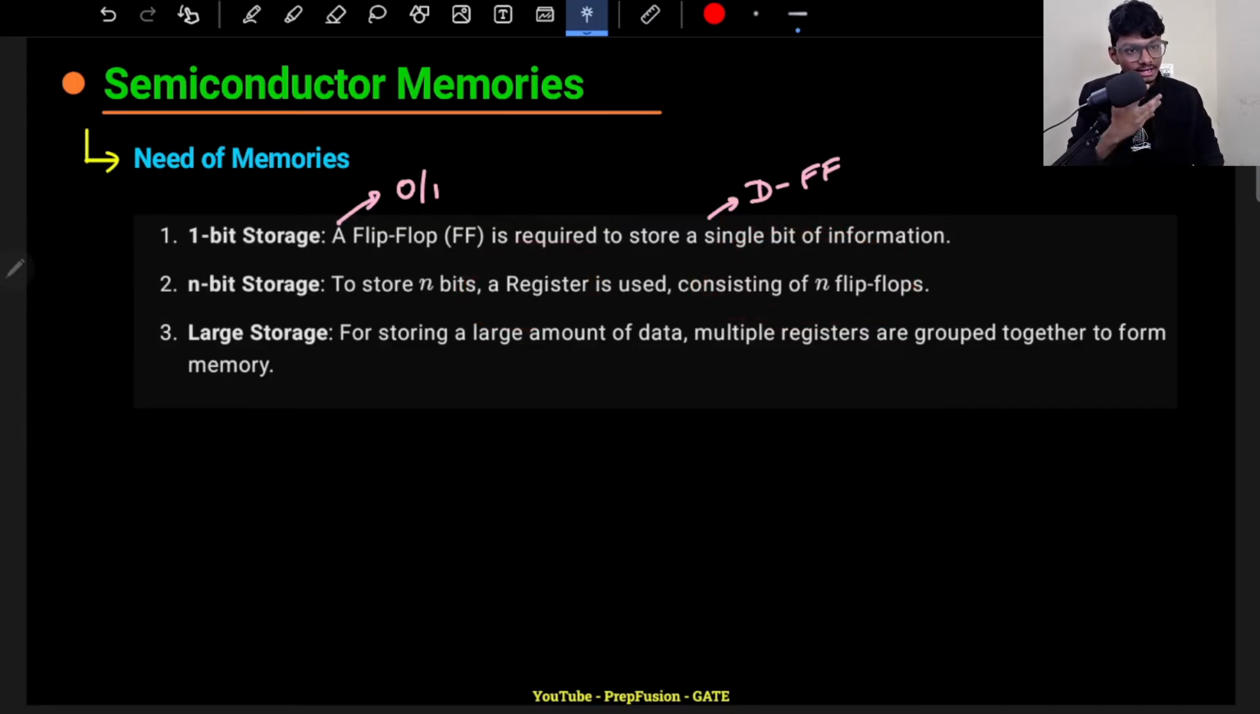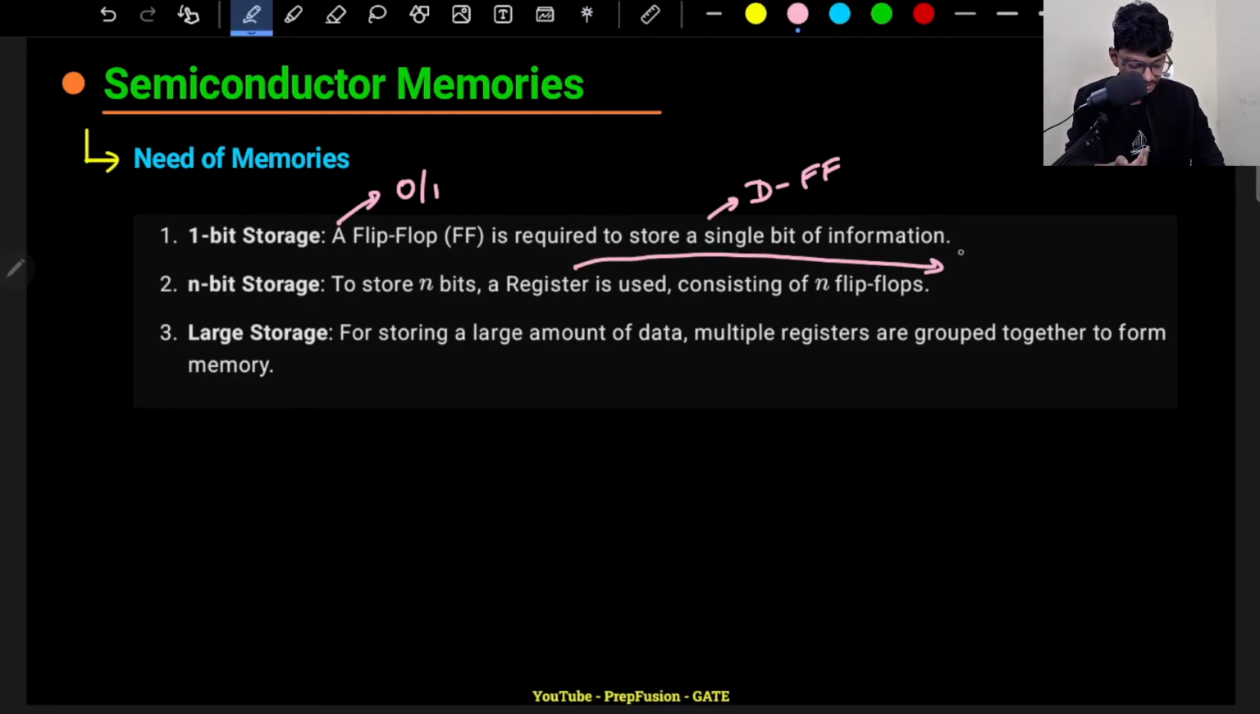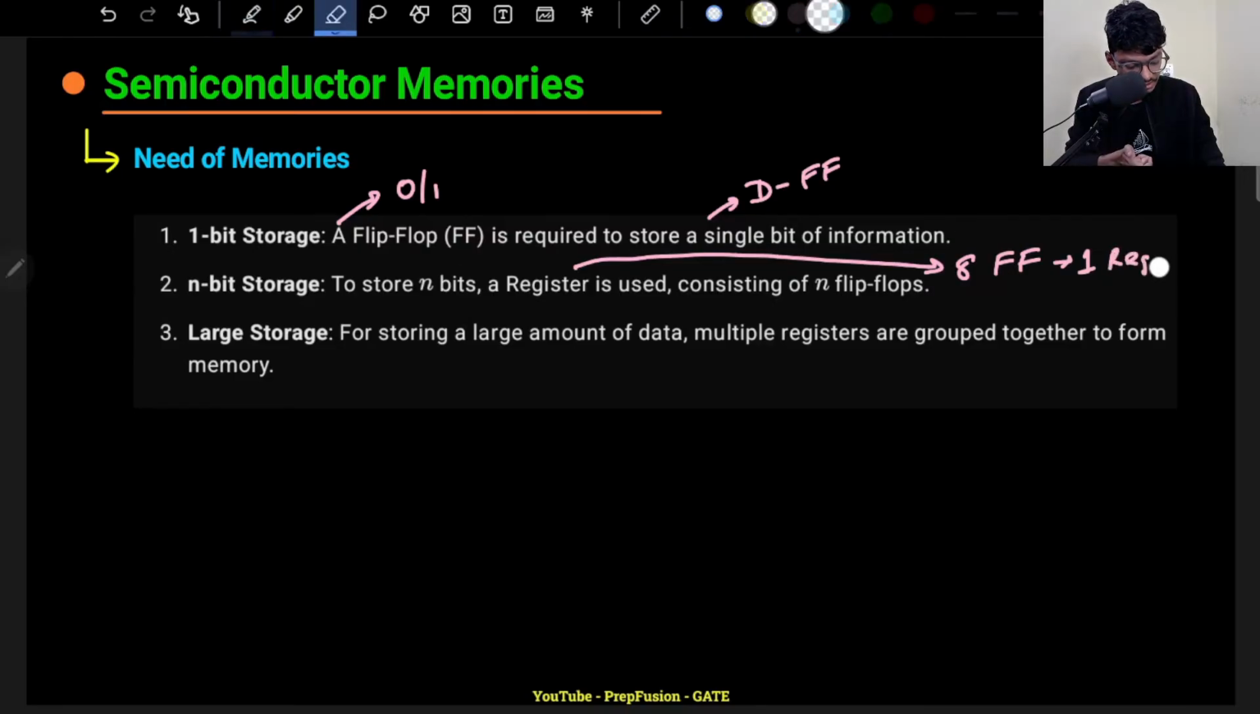What are registers? A register is a combination of 8 flip-flops. So 8 flip-flops together make a register, and one register means 8 bits. One register means 8 bits, and 8 bits are generally called 1 byte.